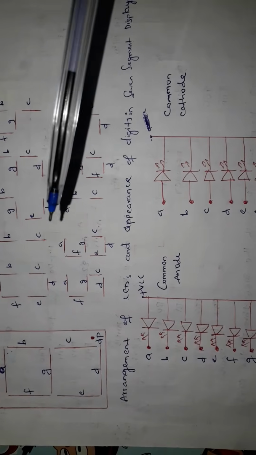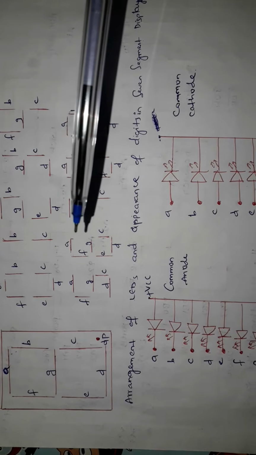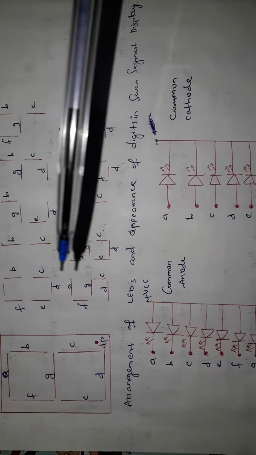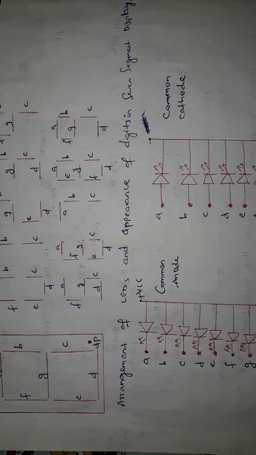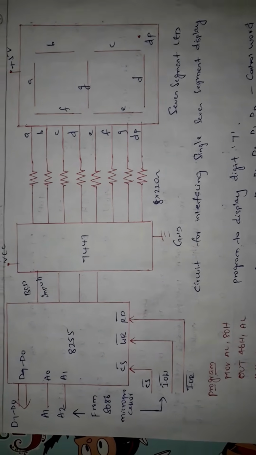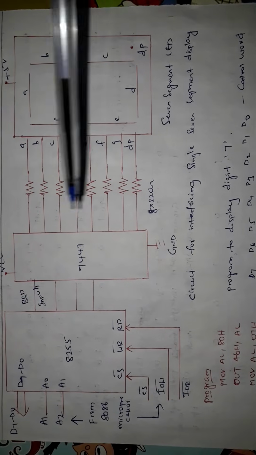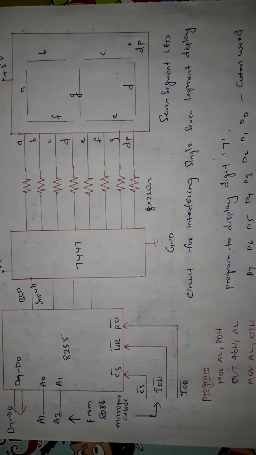So this is about 7 segment displays. We can display numbers and characters by using this, and it can be configured in 2 different modes. Now we look at the interfacing of the 7 segment display. This is the figure, the circuit for interfacing the 7 segment display with the 8086.